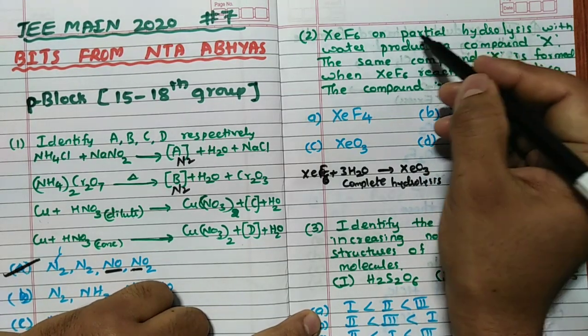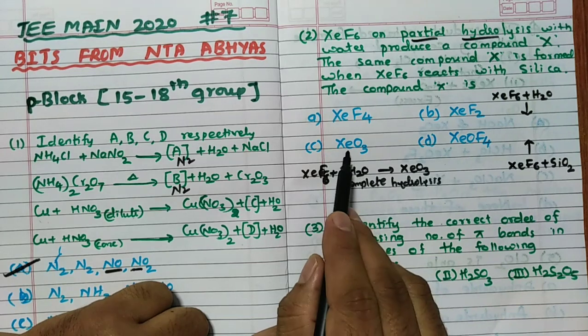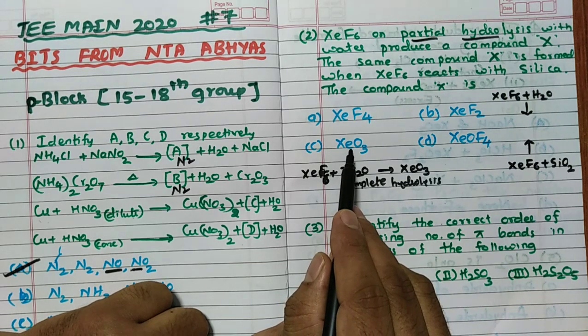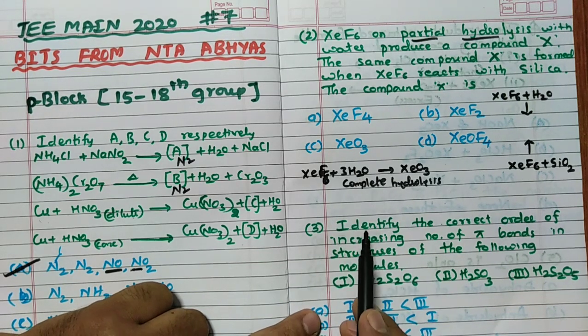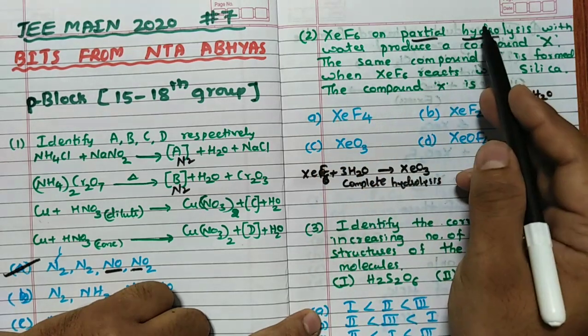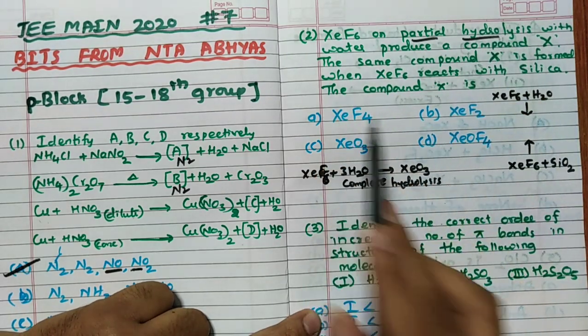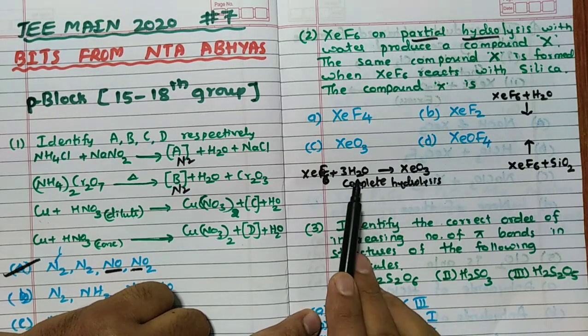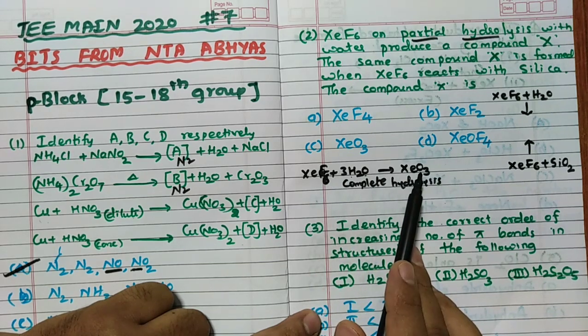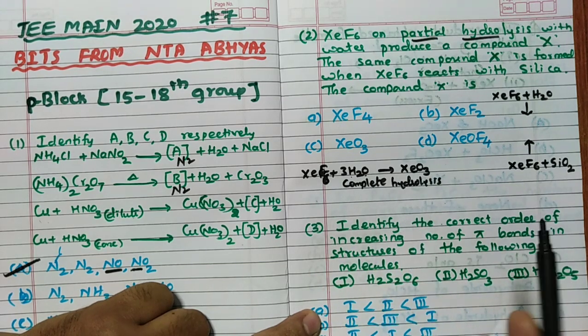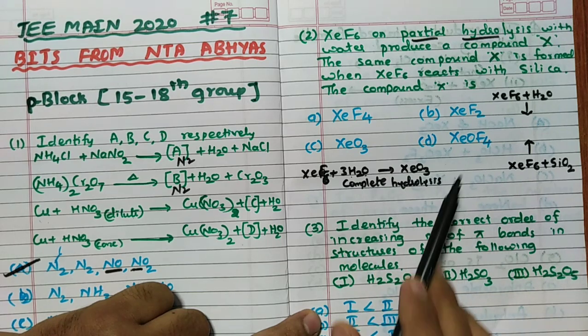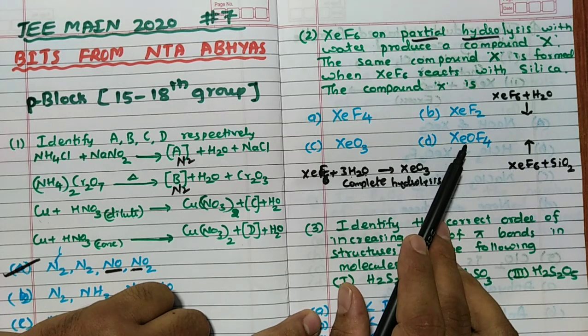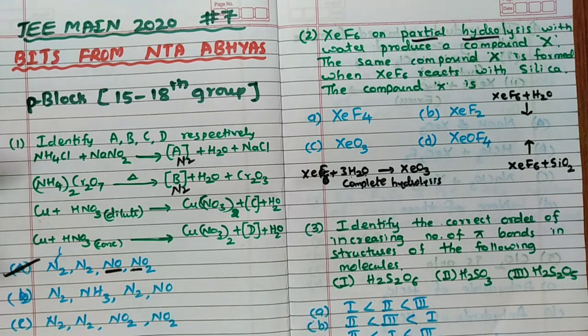So they have given partial hydrolysis, which means definitely XeO3 is not the answer. And one thing you remember, whenever XeF6 undergoes hydrolysis, XeF2 and XeF4 can never be possible, because hydrolysis means water should be there. In water, there is oxygen and hydrogen. So at least oxygen or hydrogen should come in the compound. If nothing is there, remember, definitely XeOF4 should be the answer. So in such a case, it's a shortcut you can remember.